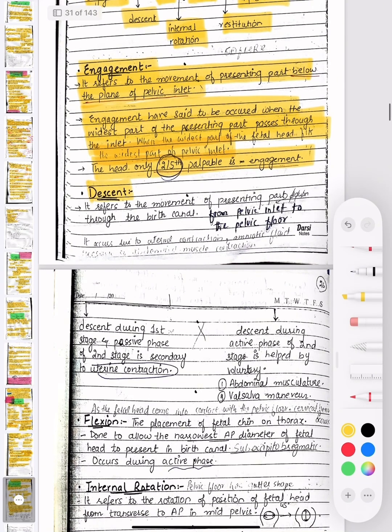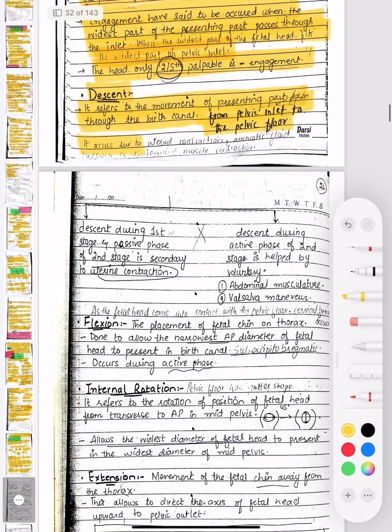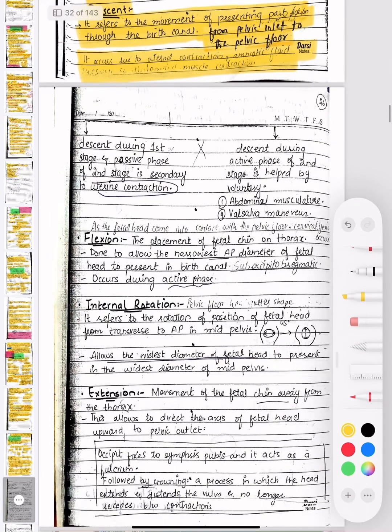Then descent occurs. It refers to the movement of the presenting part down through the birth canal from the pelvic inlet to the pelvic floor, and it occurs due to the contractions and the amniotic fluid. Descent during the first stage and the passive phase of the second stage is due to secondary uterine contraction. The descent during the active phase of the second stage is helped by voluntary abdominal musculature and the Valsalva maneuver.